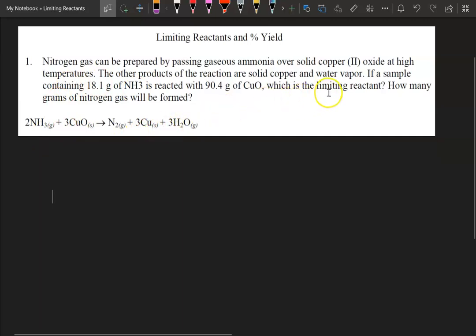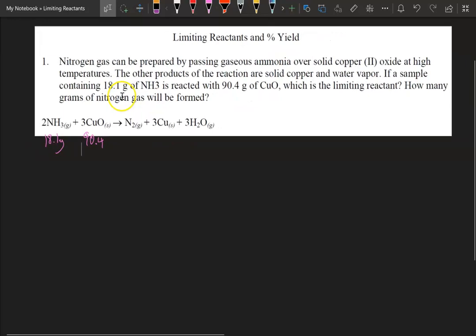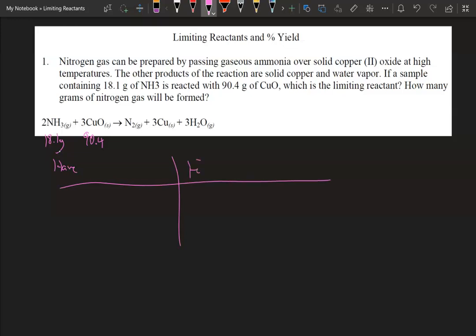Now, the information that we're provided is a sample of 18.1 grams of ammonia is reacted with 90.4 grams of the copper(II) oxide. Determine the limiting reactant, and then determine how many grams of nitrogen gas are going to be formed. The way that I approach this is I figure out how much do I have and how much do I need, and that's where the form here comes in. So I'm going to erase this and we're going to put need here.